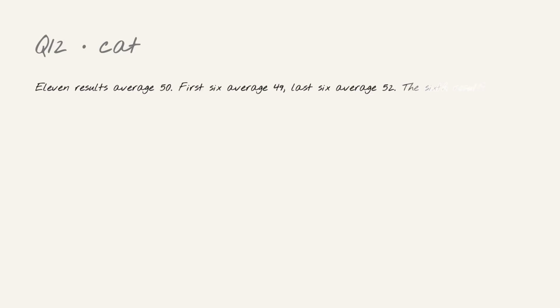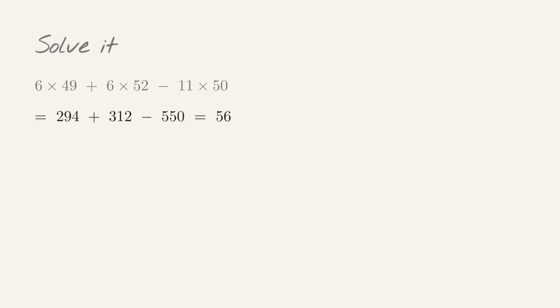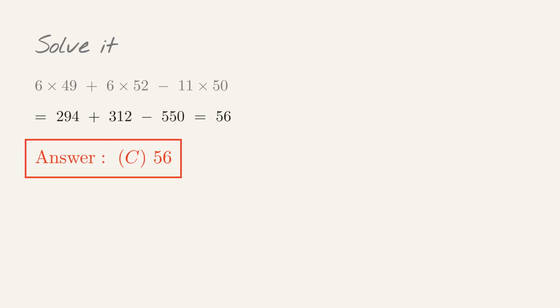Next one. The 6th is counted twice. Use that overlap. Pause it, give it a real attempt, then I'll walk through it. The 6th result is counted in both groups of 6, so adding both totals double counts it. Subtract the overall total of 550 from the two 6's sum to recover it, 56.